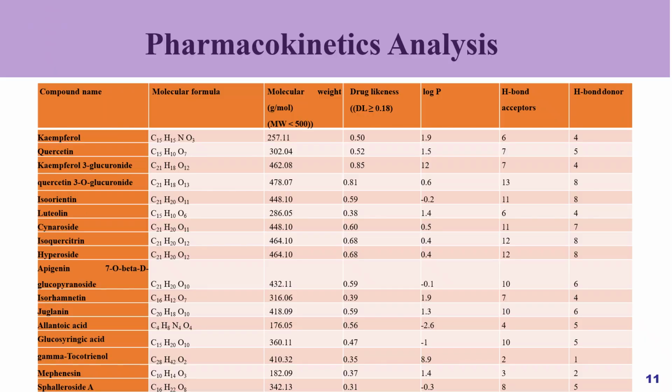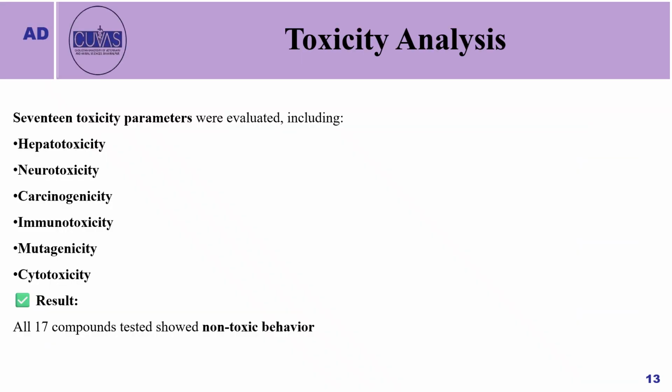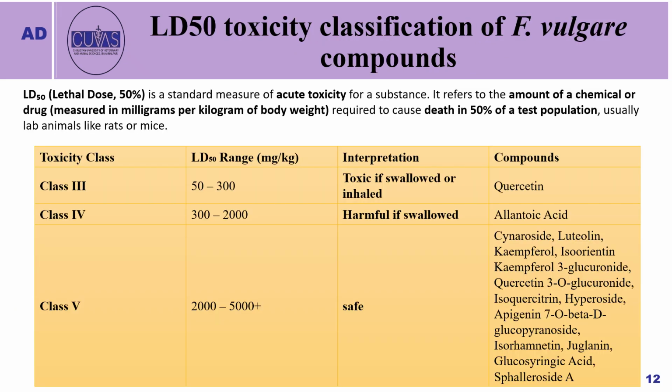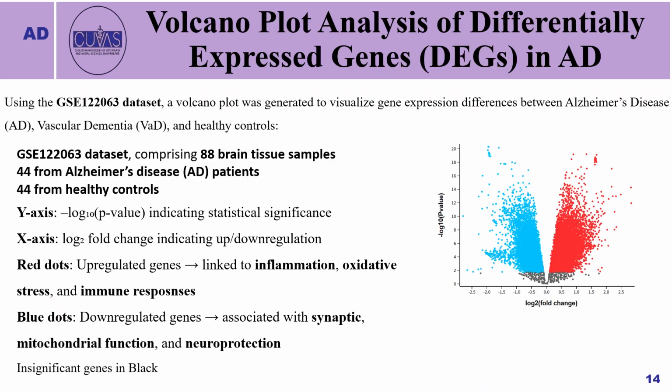These are the 17 compounds and their pharmacokinetic analysis. So 17 compounds were found and evaluated for their toxicity analysis: hepatotoxicity, neurotoxicity, carcinogenicity, immunogenicity, mutagenicity, and cytotoxicity, and all 17 compounds tested showed non-toxic behavior. So this is a predicted LD50.